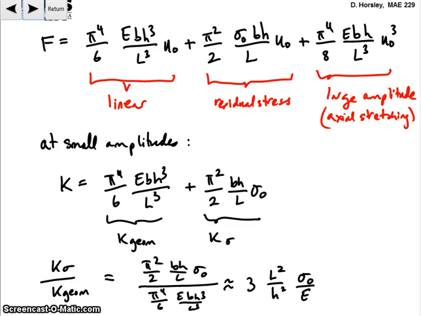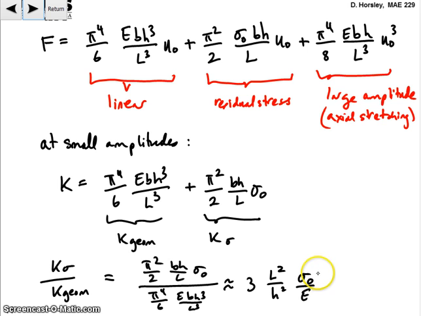So what we can see is that in terms of the ratio of the spring constant due to residual stress to the geometric spring constant, the length over the beam width squared appears in there. So if we have a long beam that's slender, then residual stress is more important. A beam that's shorter or thicker will be less sensitive to residual stress, right? And it's really the ratio of the residual stress divided by the Young's modulus of the material that matters.